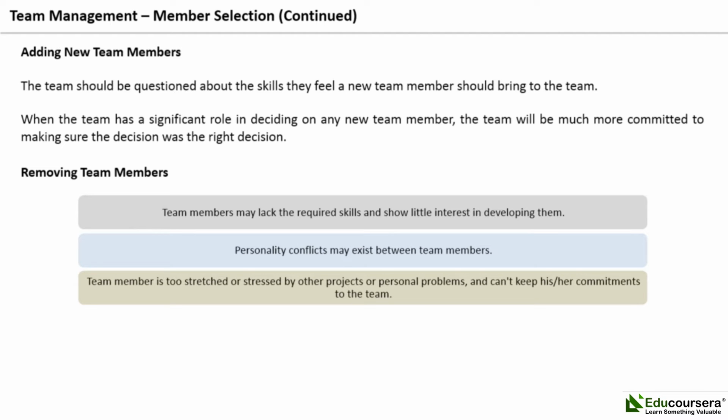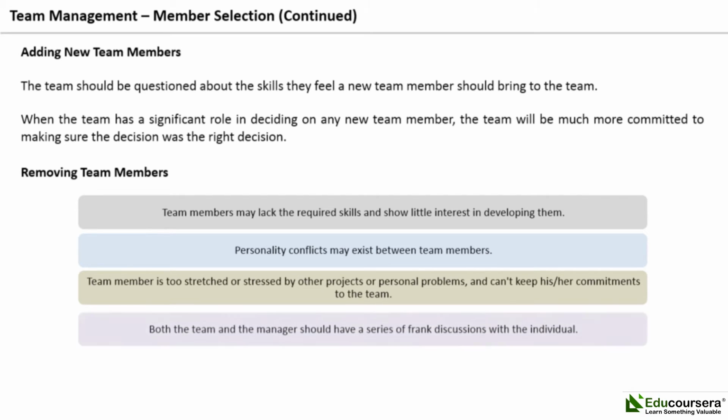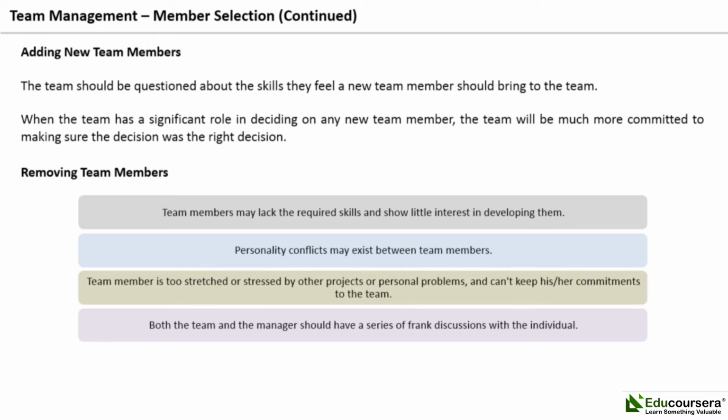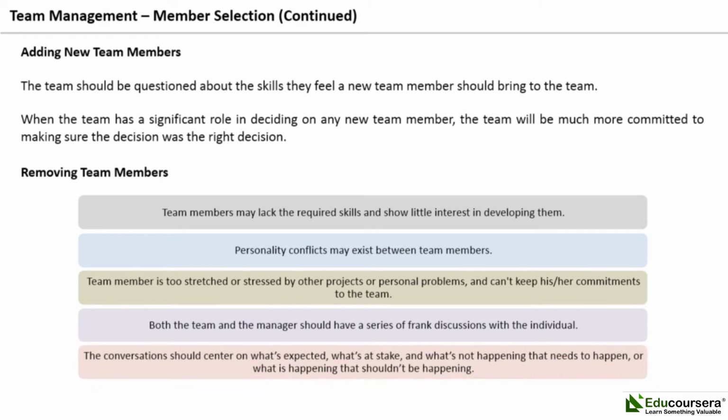The result is a very delicate situation for the team leader or sponsoring manager. Both the team and the manager should have a series of frank discussions with the individual. The conversations should centre on what's expected, what's at stake, and what's not happening that needs to happen, or what is happening that shouldn't be happening. If the situation doesn't improve, the team member must be removed.